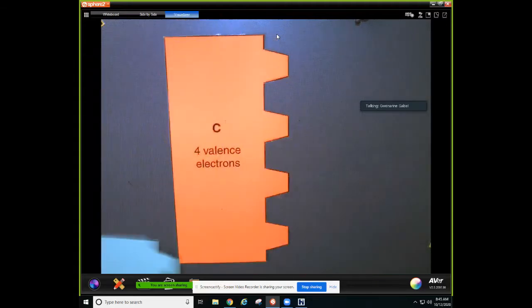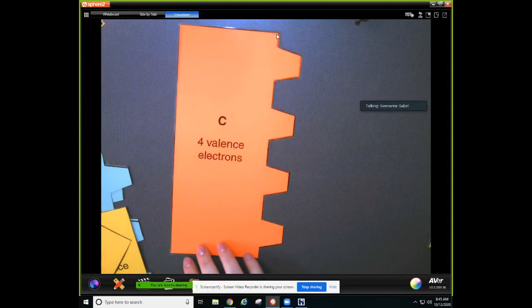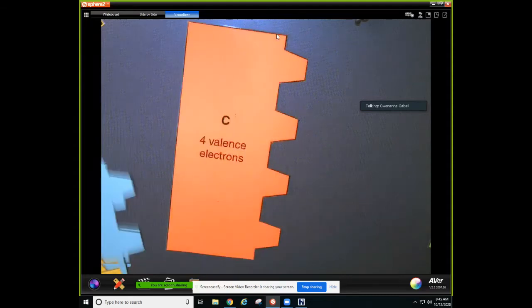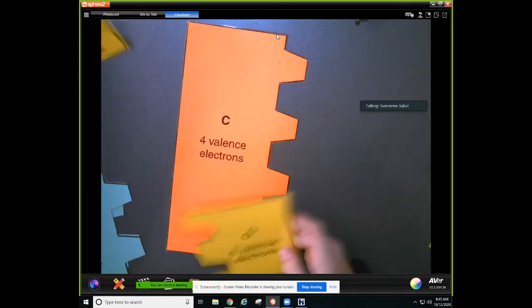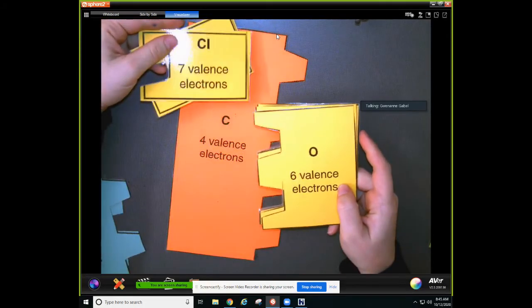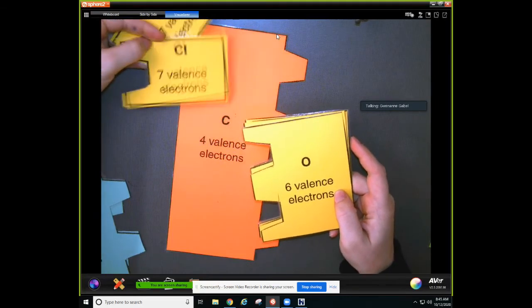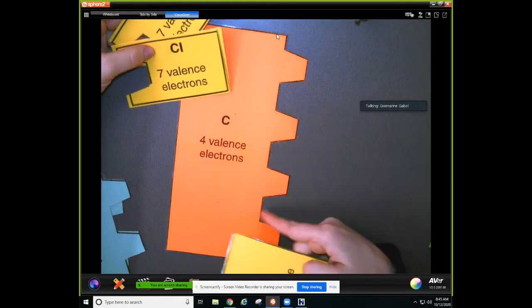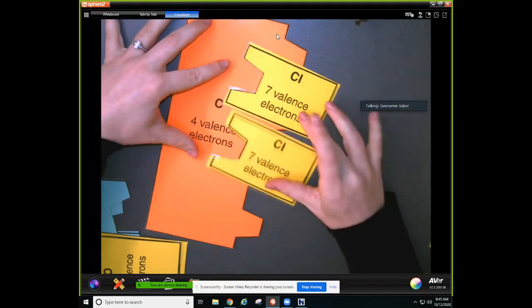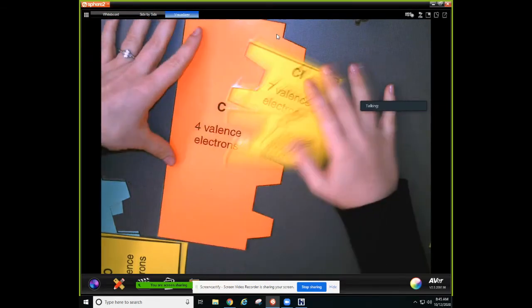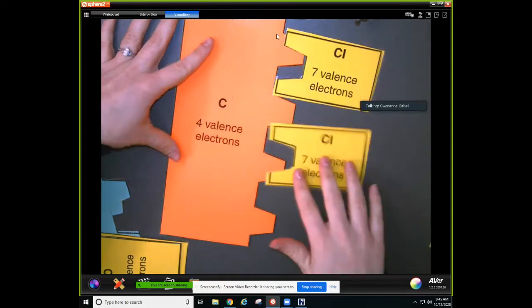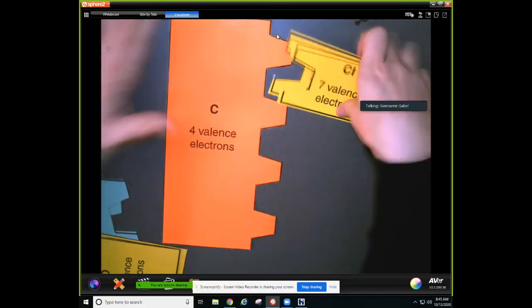Okay? So we have carbon. Look at this big piece of carbon. Carbon has 4 valence electrons. So it can bond. We have oxygen and chlorine to choose from. But I only have 2 pieces of chlorine, and they each have 7. So these 2 together, valence electrons, 7 and 7 is 14, plus 4 is 18. That's not enough. Look, it doesn't fit. That's not the right puzzle piece.